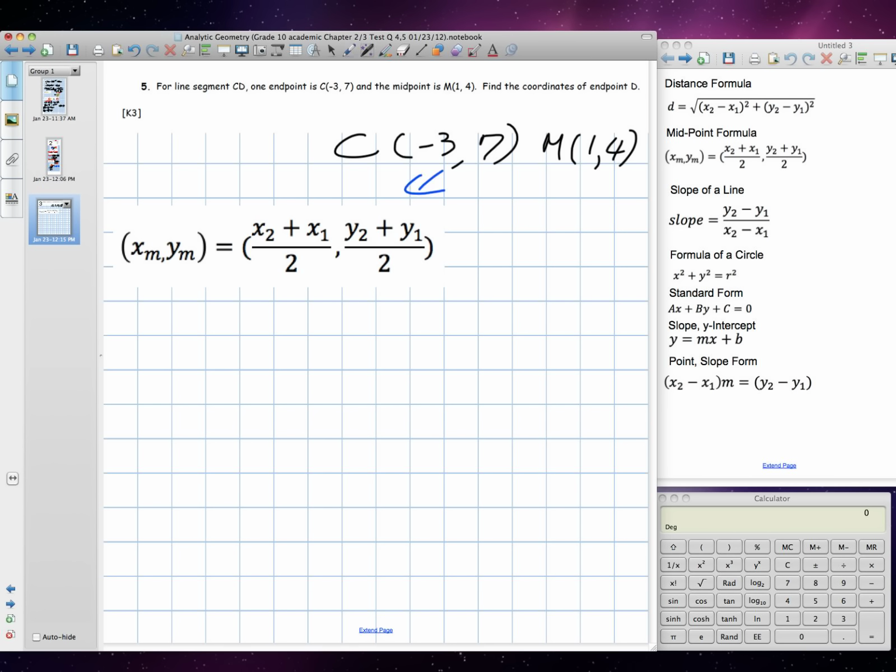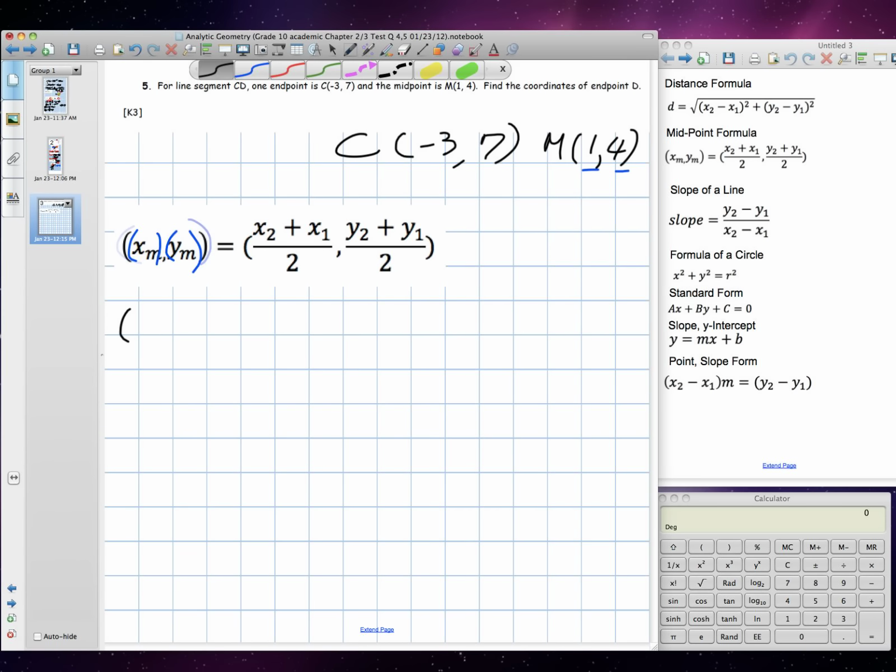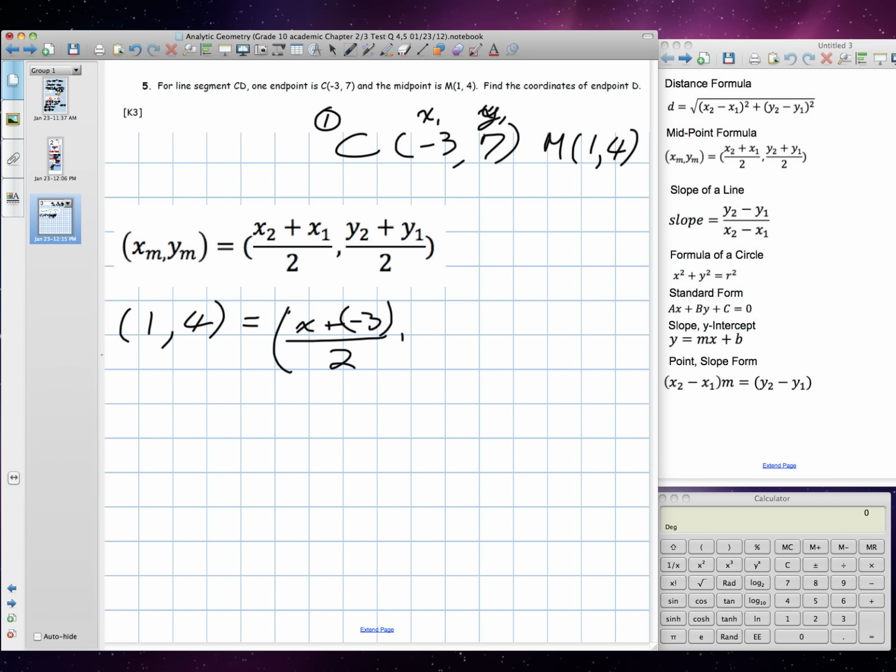Our midpoint formula is down here. The midpoint is actually this coordinate here, so I'm going to replace xm and ym with the numbers 1 and 4. So we have 1 and 4 is equal to, then we're going to take our formula. Since this is the only point we'll have, we'll call it x1 and y1. So we'll have x plus negative 3 divided by 2 and y plus 7, divided by 2.